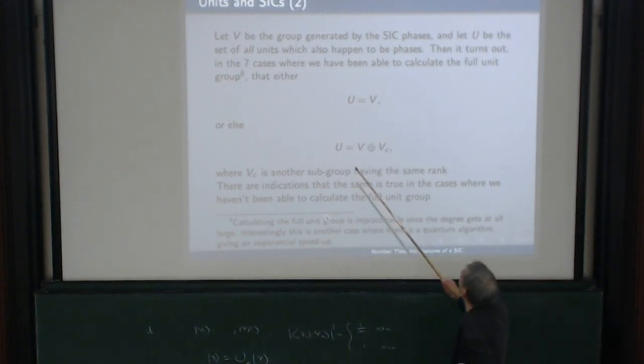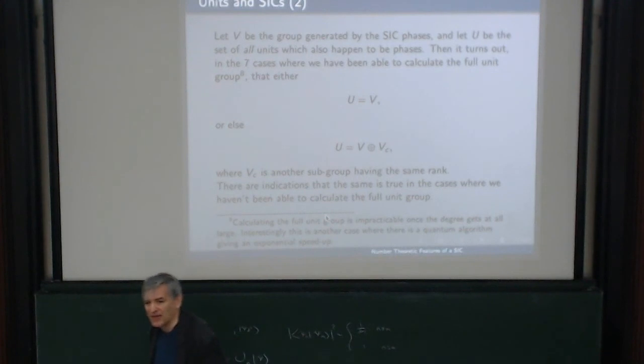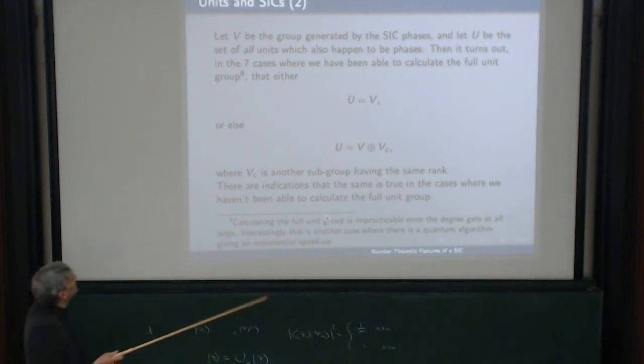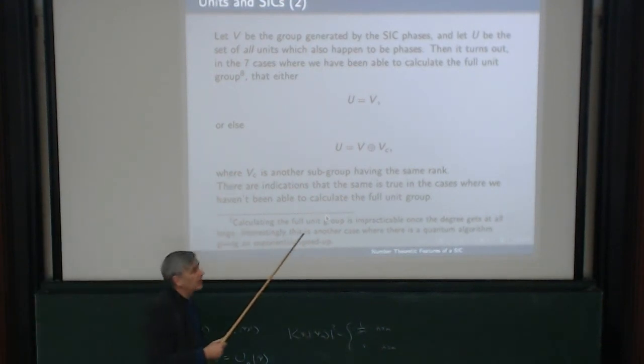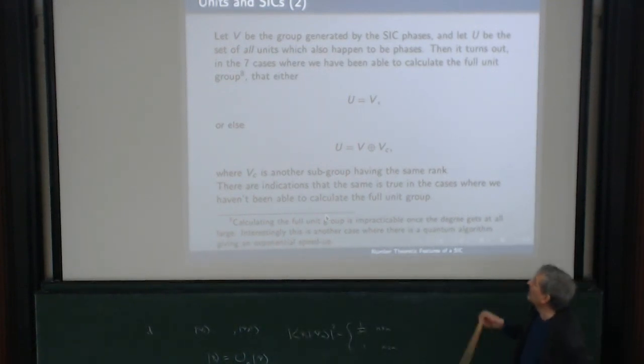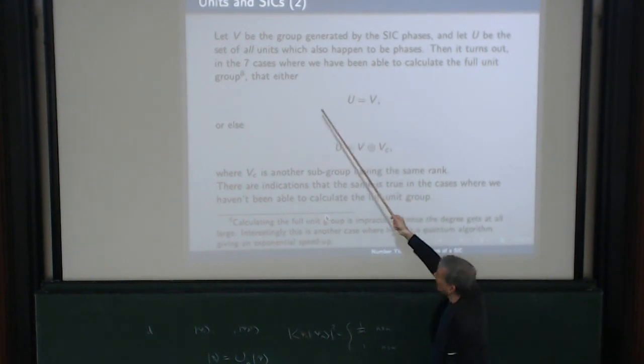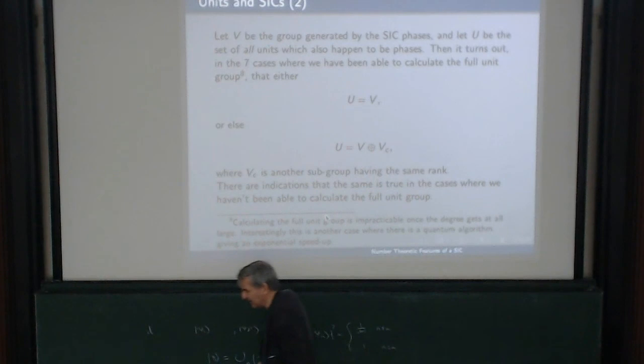Suppose you take the group generated by the overlap phases. So that's U, and you can substitute that unit for all the phases. And then you ask how these two are related. The problem here is that it is formidably difficult to calculate a unit group.